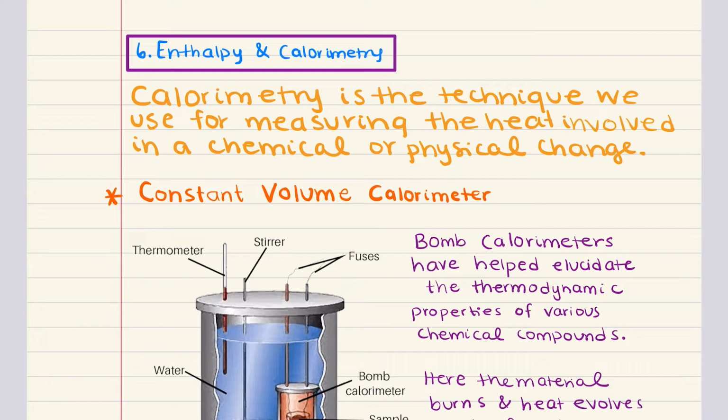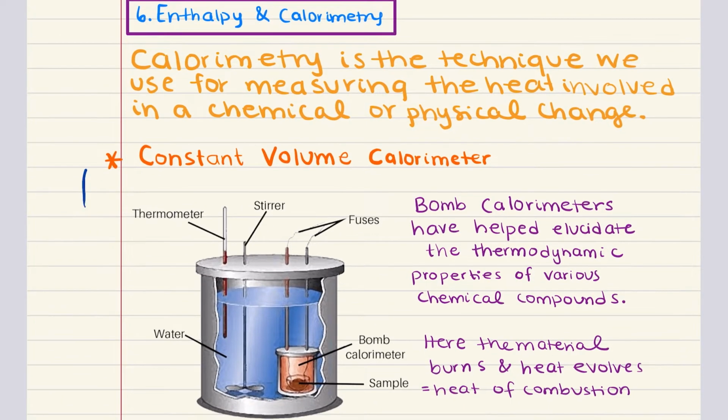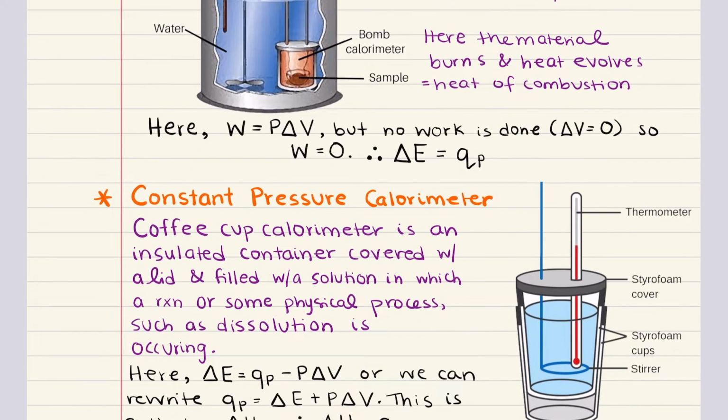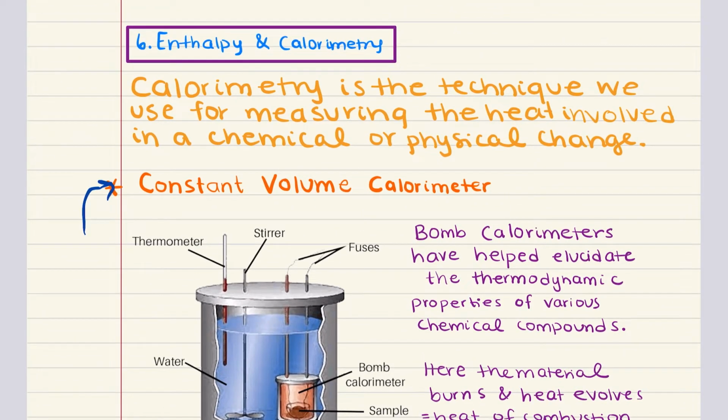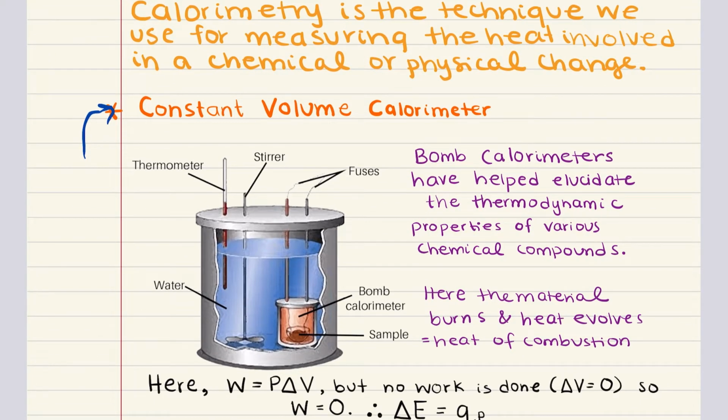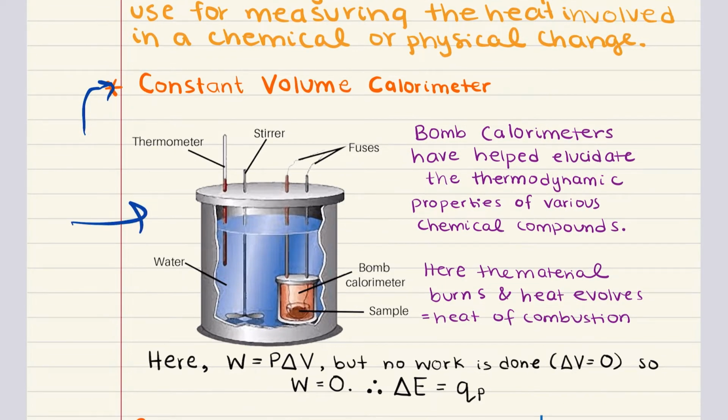Now, there are two common types of calorimeters. We have constant volume calorimeters, and we also have constant pressure calorimeters. We're going to discuss both, starting off first with the heat flow under constant volume conditions. Constant volume calorimetry is often done using a device known as a bomb calorimeter. A constant volume container is built in a way that it can withstand high pressure without exploding, hence why it's called a bomb calorimeter. At its core, calorimetry revolves around the principle of heat transfer.